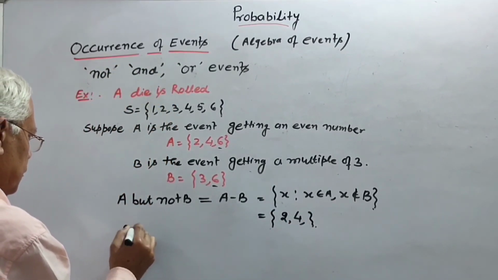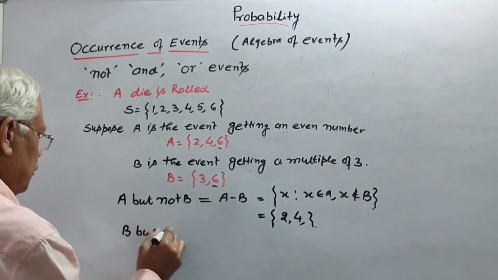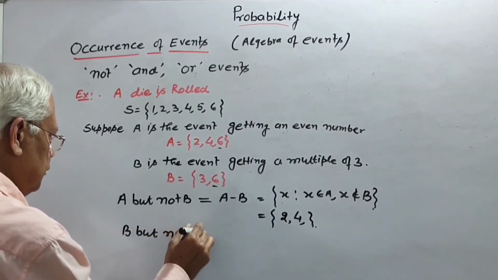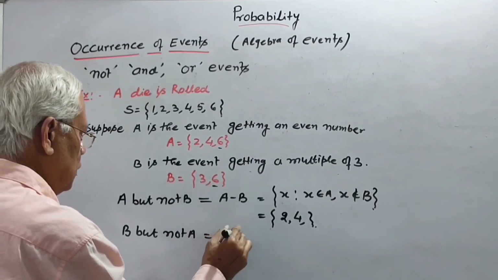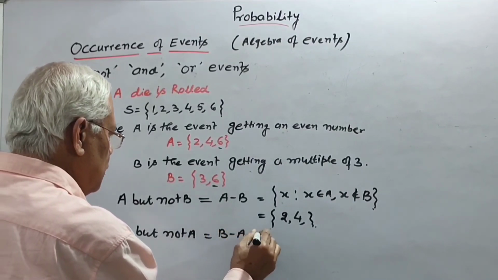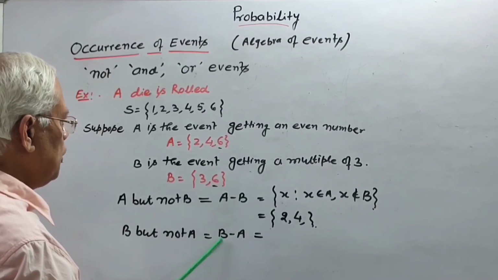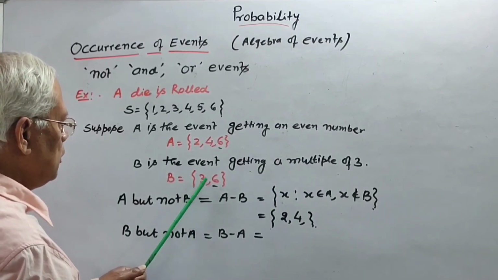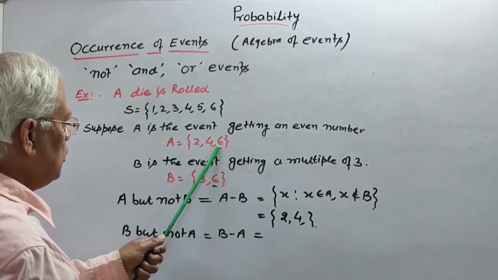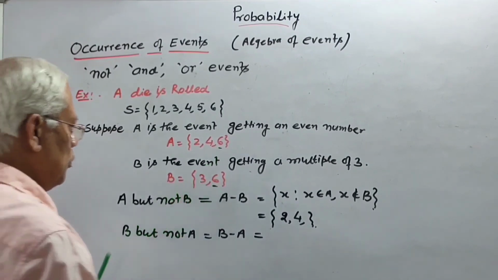Similarly, B but not A. It means B minus A. B minus A, elements belong to B but not A. Belongs to B, that is 3, 6 but not A. So we have to remove 6 from here, only 3.